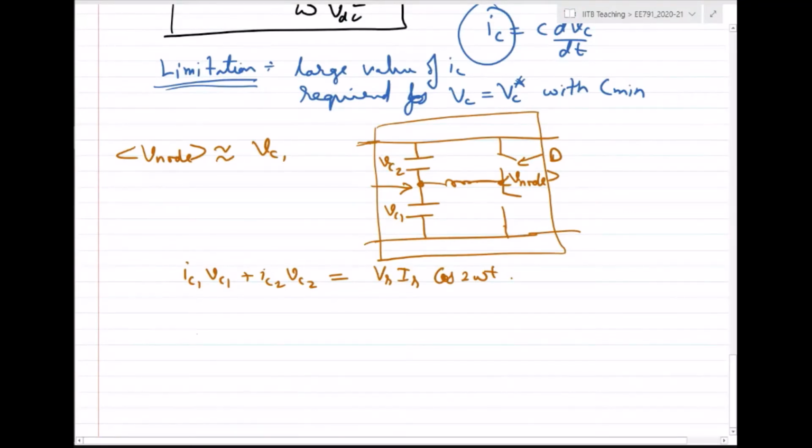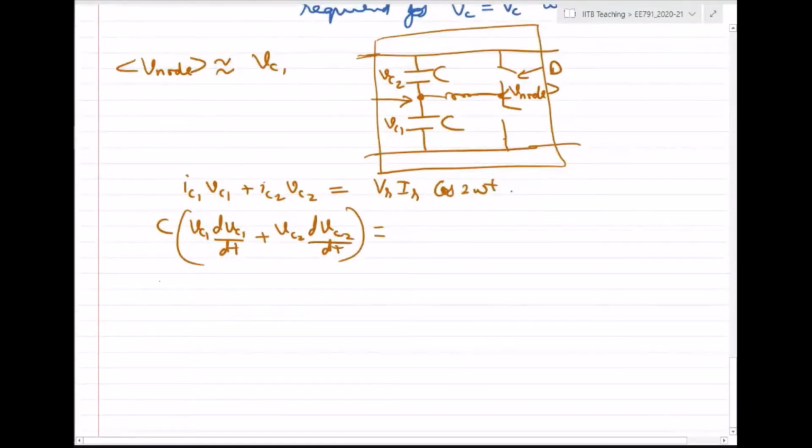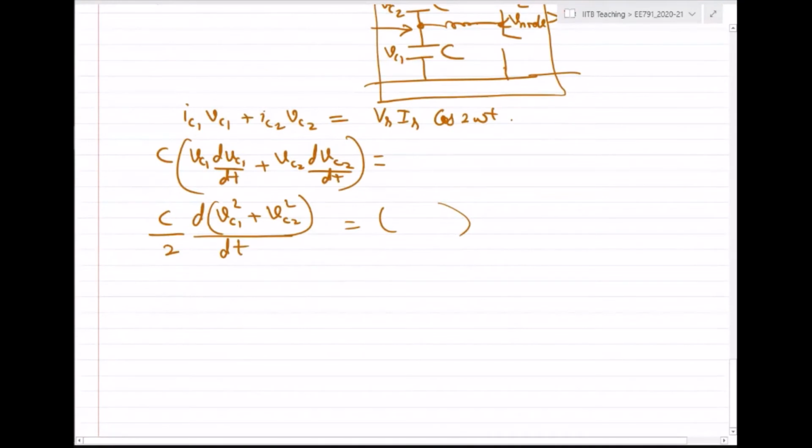Further, if I simplify this equation, I can rewrite it as I C dV. Let's assume that both the capacitance values are the same, C. So I can write this as C times VC1 dVC1 by dt plus VC2 dVC2 by dt. The right hand side expression remains the same. This I can further simplify as C times d of VC1 square plus VC2 square by dt. You see, this is the same expression as we got last time.